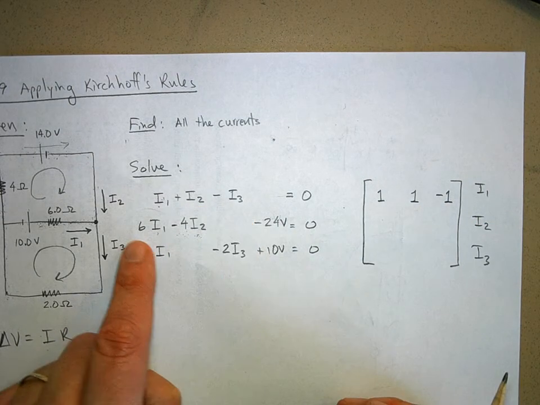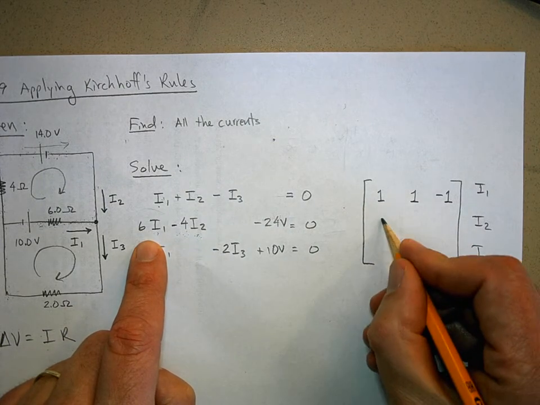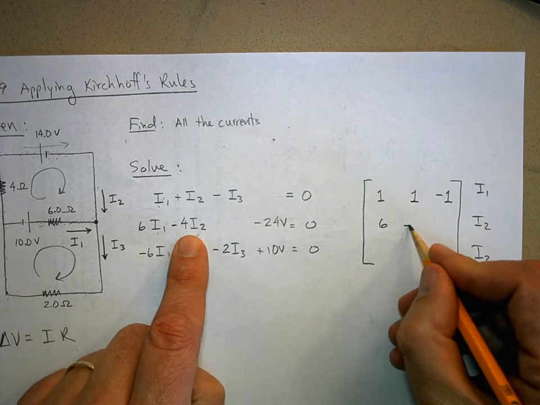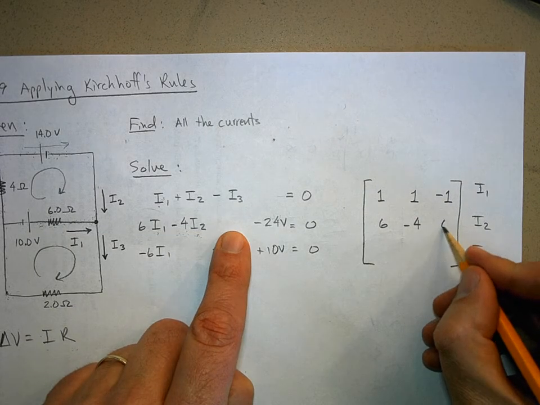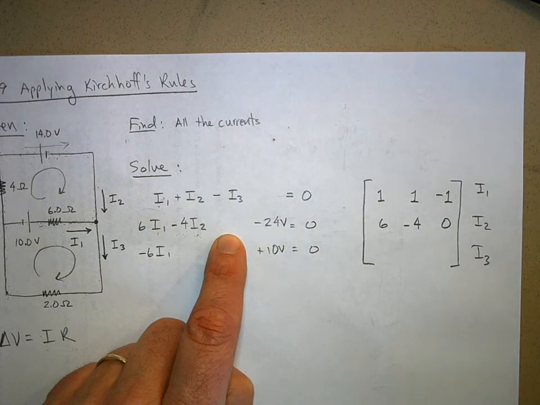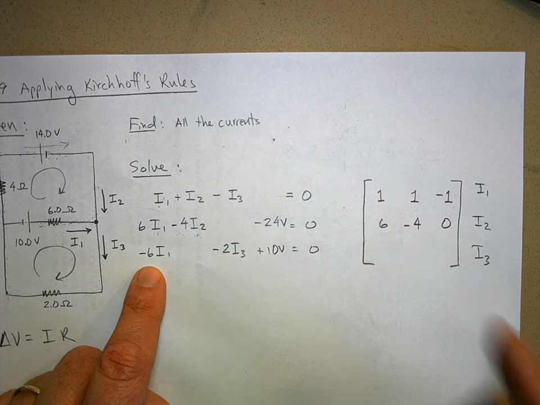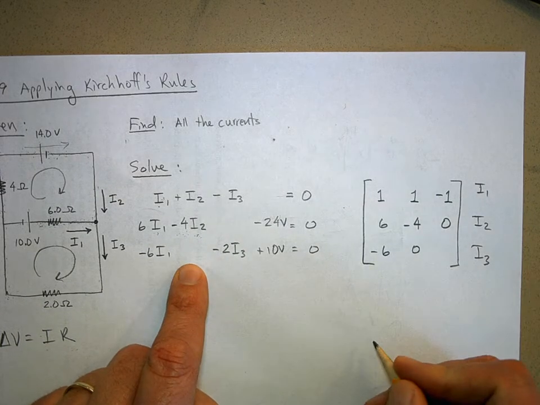Then I'm going to look over here. 6, -4, and in front of I3, 0. There is no current I3 in this equation, so 0 is the coefficient in front of I3. And then over here, -6, 0, -2.